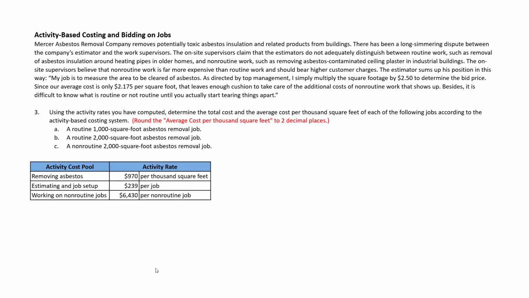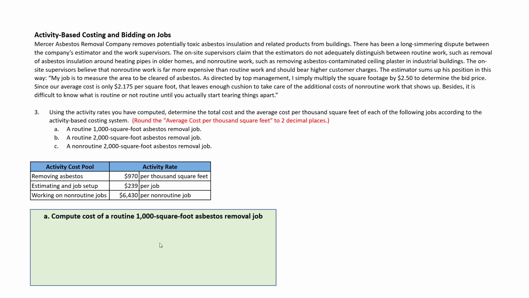Now that we have our rates, we can go ahead and attempt to allocate some of that to our jobs. So we have a number of different jobs we're going to work through trying to cost. The first one is a routine 1,000 square foot asbestos removal job. And they want both the total cost for the job and also the average cost per 1,000 square foot. So let's work on this job. Keep in mind, it's going to include 3 major cost elements potentially.